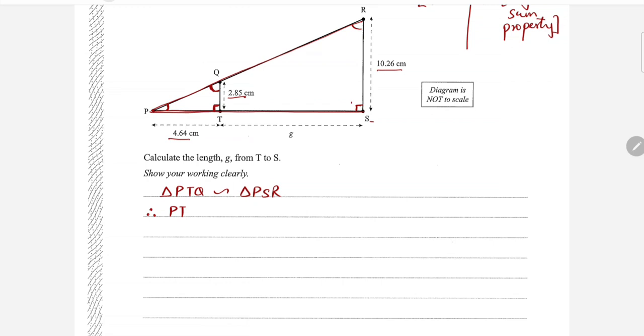PT, this side, over the whole side of the big triangle, the whole side PS, is equal to TQ over the big side SR. Another common mistake is you might do PT over TS. It's not this TS because we are not considering this trapezium. We are considering the bigger triangles that are similar.